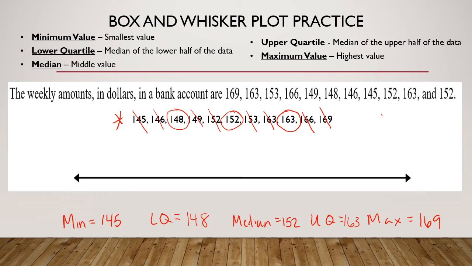Now all I need to do is create my box and whisker plot, which is going to be towards the bottom here. I'm going to use a scale. I need to start with at least the lowest value, which is 145. So I'm going to start there at 145. And I need to get all the way up to my highest value, my maximum, which is 169. Since that's a pretty wide gap, I'm going to count by twos. So this is going to be 147. And we want to make sure that the gaps are the same for each, because it makes our data look equal.